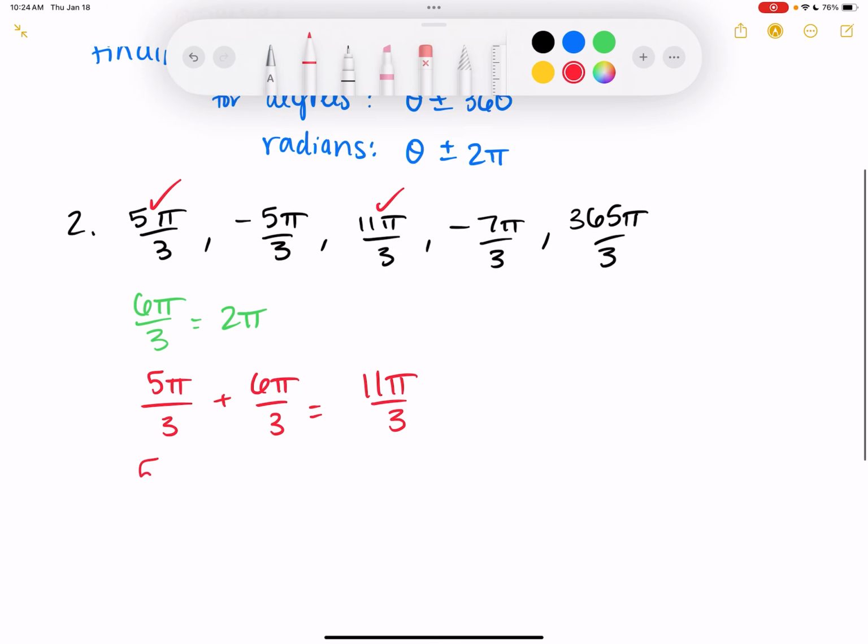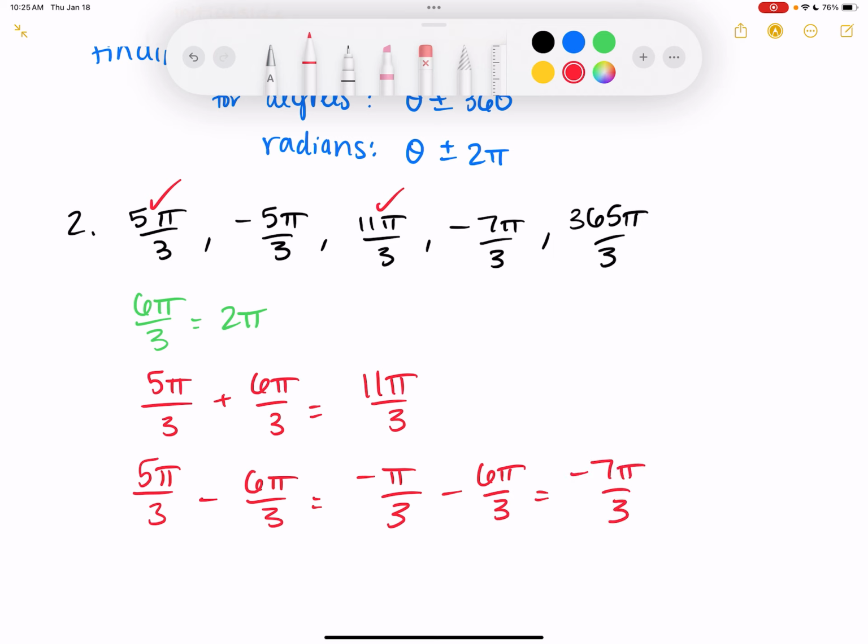So 5 pi over 3 minus 6 pi over 3 would be negative pi over 3, which isn't on my list, but I'm going to do it again. So minus 6 pi over 3 would be negative 7 pi over 3. And so that would be 1. And that tells me that I went from negative pi over 3 to negative 7 pi over 3. So that means that this negative 5 pi over 3 is the one that's not coterminal.